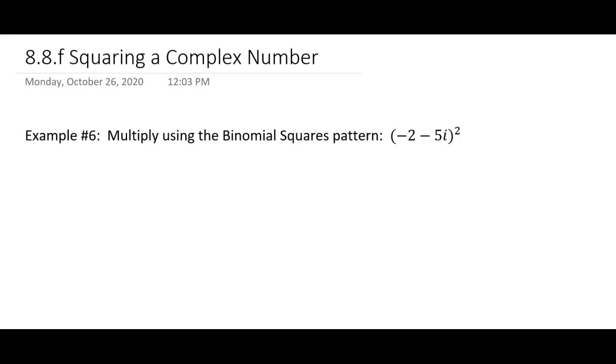Okay, so now it tells us to square a complex number, and they want us to use the binomial squares pattern. And so that's that formula: a plus b, well, this is minus, so let me put the minus in. A minus b squared is going to equal a squared minus 2ab plus b squared. Okay, so we'll use that pattern here in a minute.